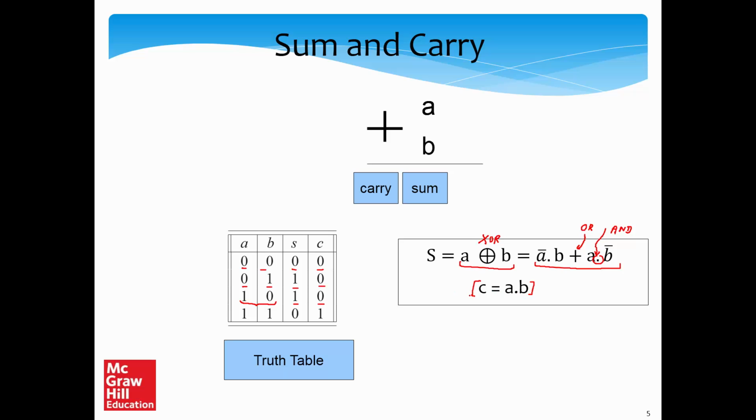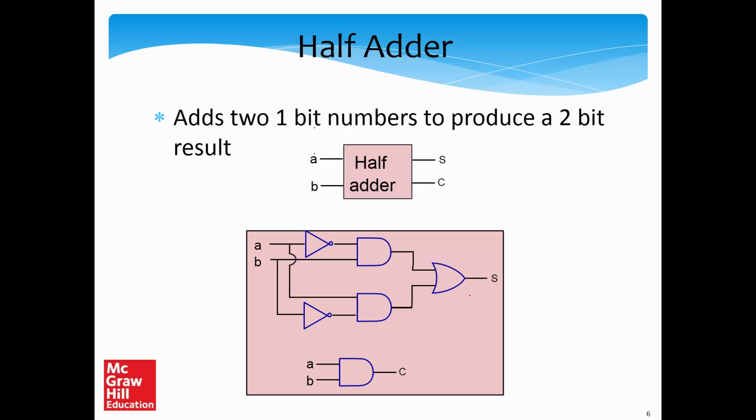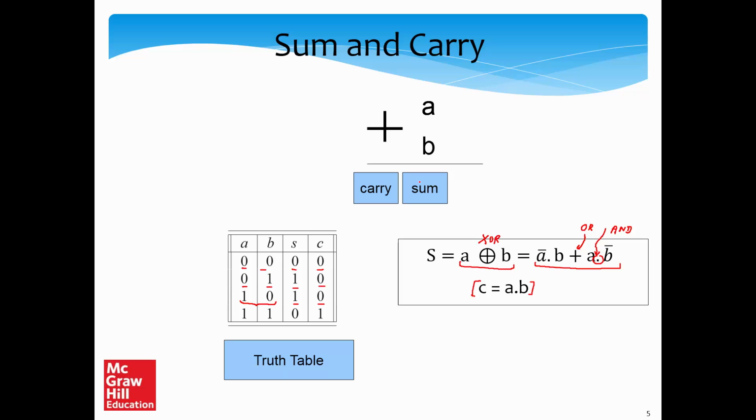So we can then implement a simple Boolean circuit called a half adder, which adds two 1-bit numbers to produce a 2-bit result. So in this case, we'll add A and B, and the result will have a sum and a carry bit. So we just need to implement the circuit for the Boolean formulae shown over here.